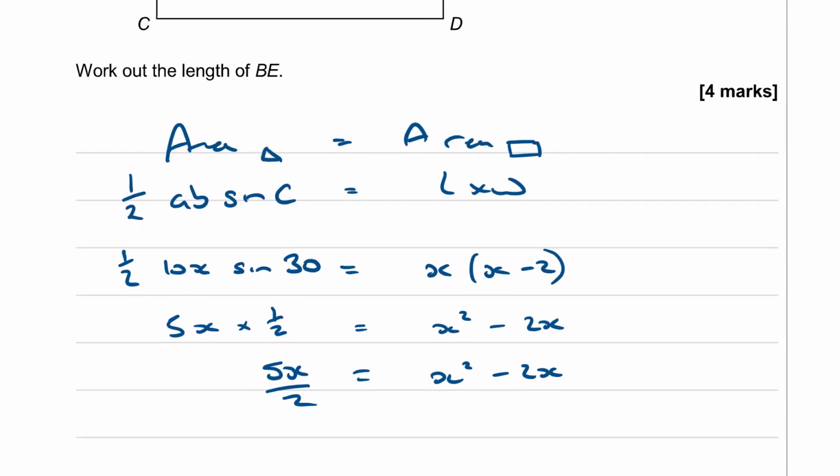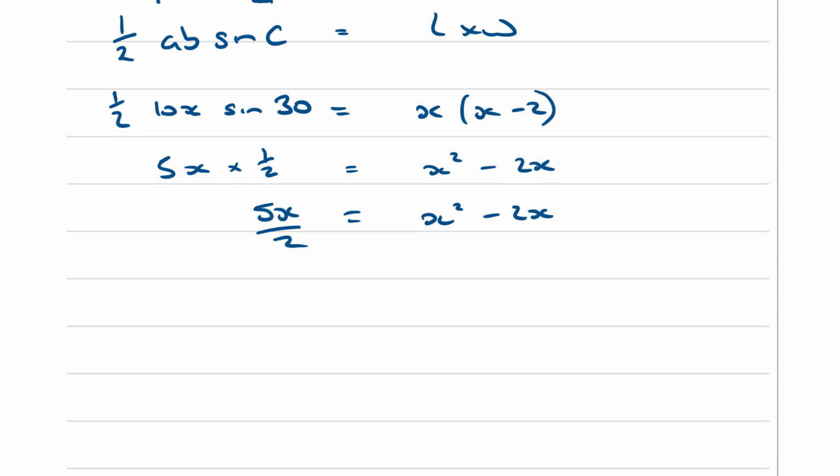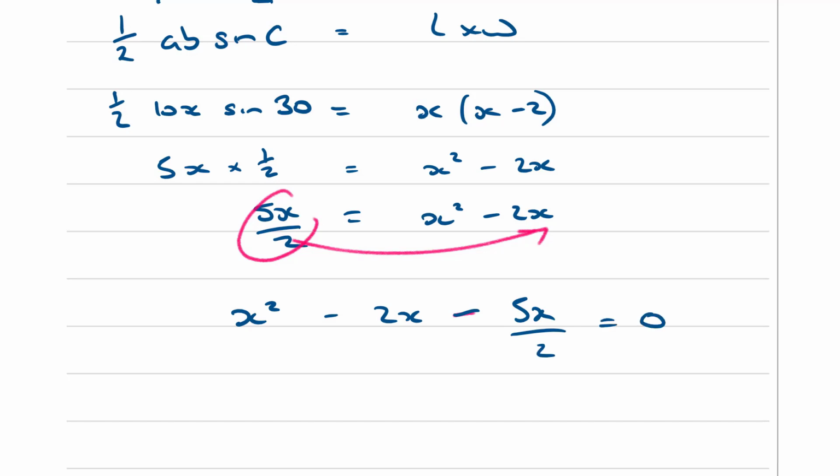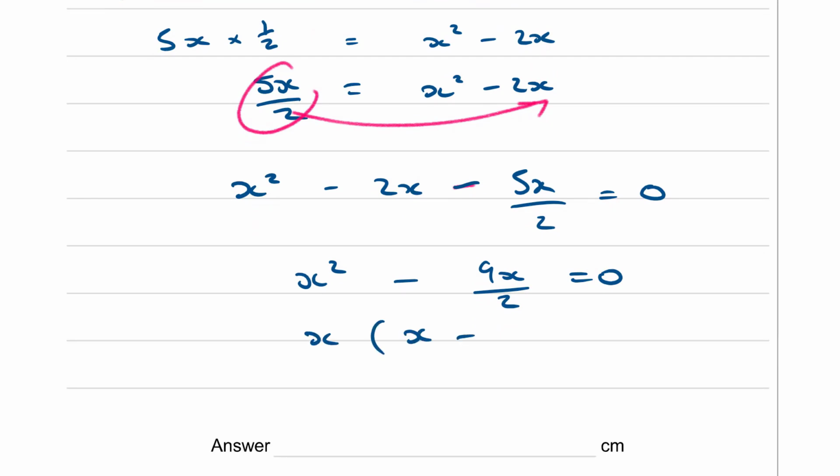So it looks like we're going to have a quadratic in x that we need to solve. Let's put everything on one side. So x squared minus 2x. If I took this onto this side, it would be negative, wouldn't it? So minus 5x over 2 is equal to 0. So 2x plus another 5x over 2 gives x squared minus 9x over 2 equals 0. Factorising out an x, either x is equal to 0, which is not very helpful, or x equals 9 over 2. Or, if you don't like fractions, that's 4.5.